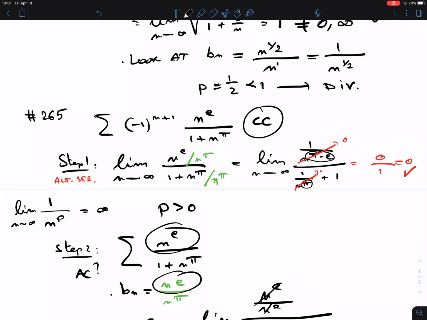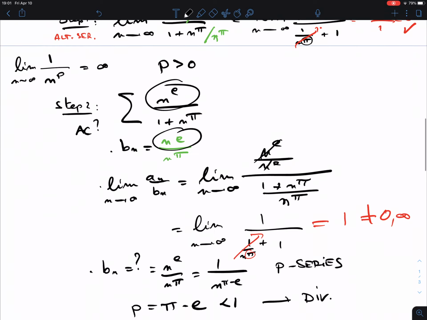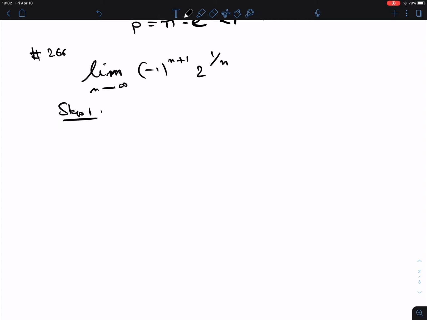And then the last one, that was the 266, I guess. Yeah, let's do this one. Number 266, the limit for n going to infinity, minus 1 to the n plus 1. You might say, why do you always put n plus 1? I have no idea. There's no real reason to do that, but that's what they did. I mean, you could write minus 1 to the power n. It would be a different series, but that's good. So step 1. It's again an alternating series, right?